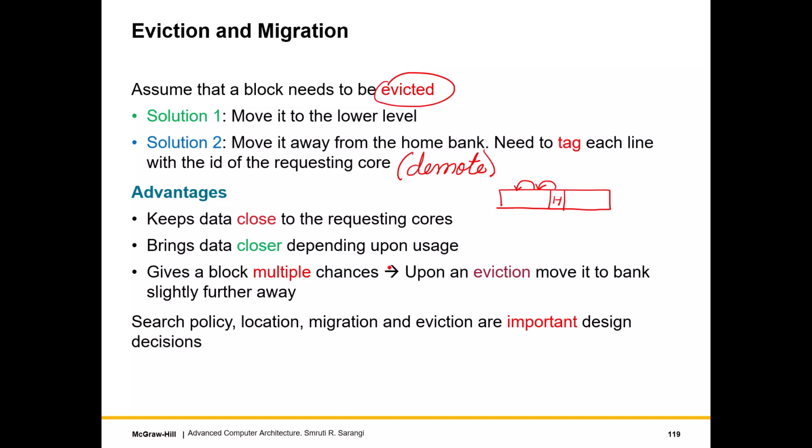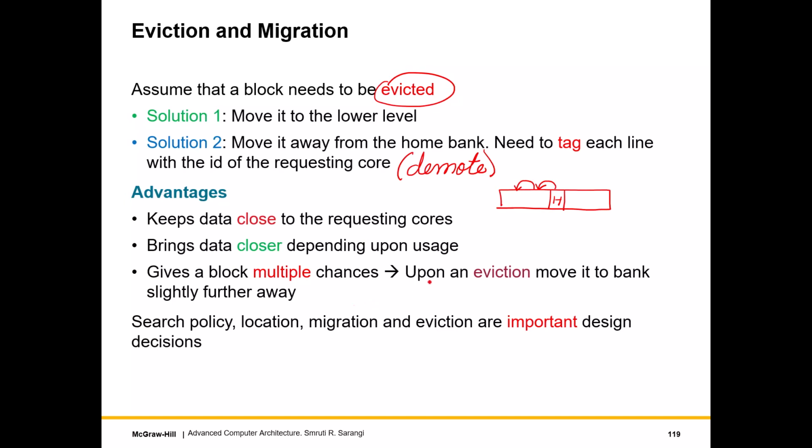The main reason is that it got demoted. It doesn't have a high priority anymore, because in the bank that it was in, it was being evicted anyway. So we decided to make it a soft eviction by demoting it within the bank set. The advantage is that this approach keeps data close to the requesting cores, no doubt. Depending upon the usage and the patterns, it brings data closer. Furthermore, it gives a block multiple chances. Upon an eviction, you can move it to a bank slightly further away, or you can bring it closer.